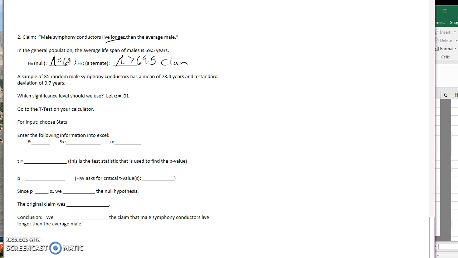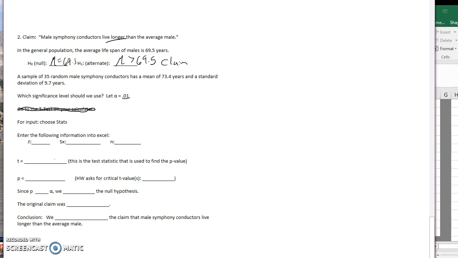We're going to assume H0 is true, and it says a sample of 35 male symphony conductors had a mean of 73.4 and a standard deviation of 9.7. We're going to use a significance level of 0.01. It says go to the t-test in our calculator. We're actually going to use the tab in Excel, so I'm going to go ahead and cross this out.